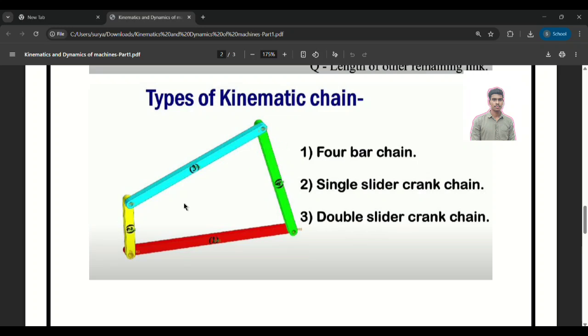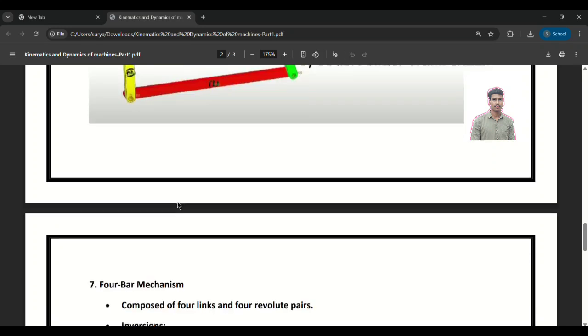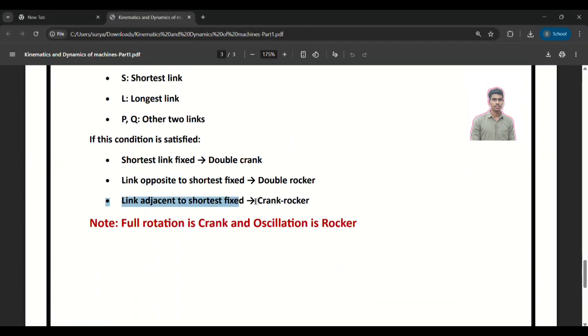So this is said to be a crank rocker mechanism when we fix the link which is adjacent to the shortest. If you fix the third one or the first one, it is a crank rocker mechanism, as given over here.